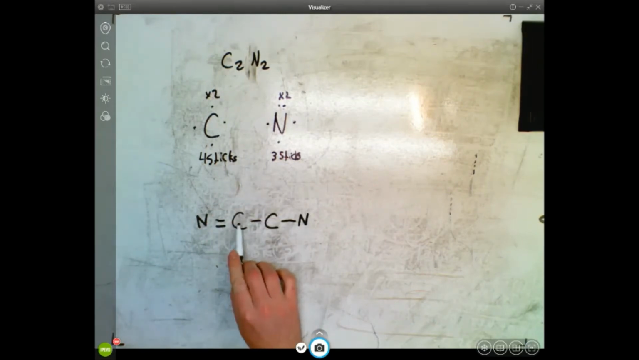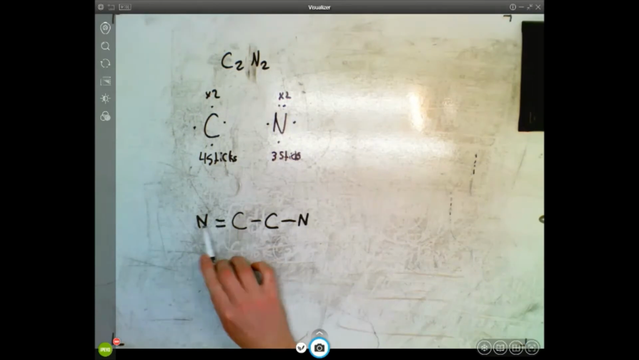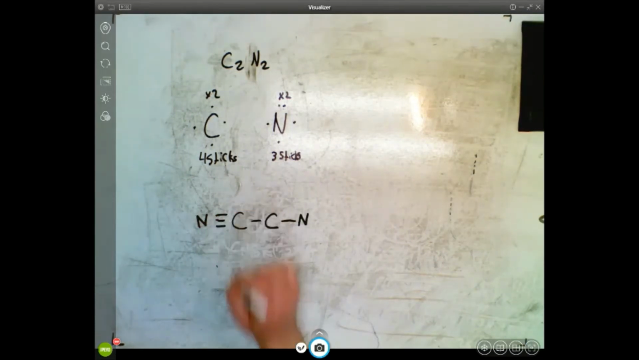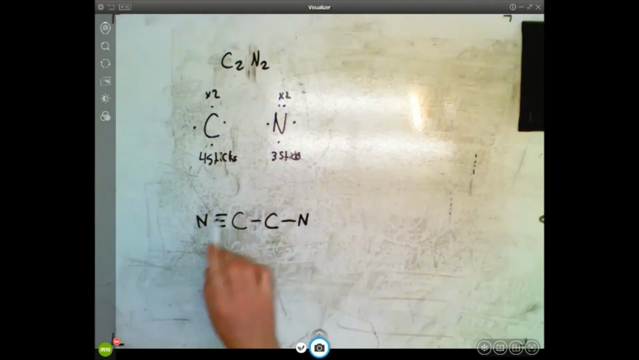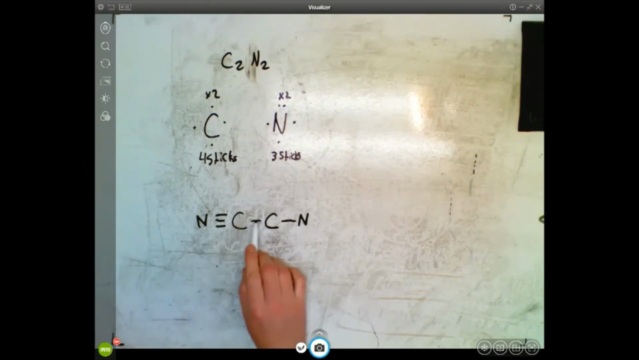Now this carbon has 1, 2, 3 sticks. This nitrogen is 2. What if I add just 1 more? Now nitrogen has 3 sticks attached to it, carbon has 4 sticks attached to it, and we're all good. And if we do the same thing on the other side, then that's what it looks like. So we have a triple bond here and a single bond here. So that's how we would draw those triple and single bonds.